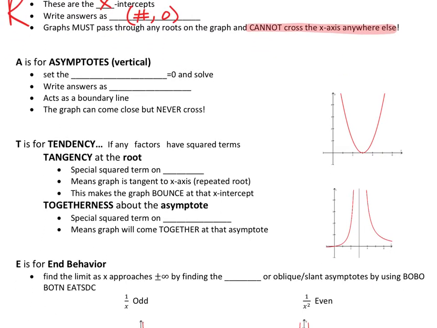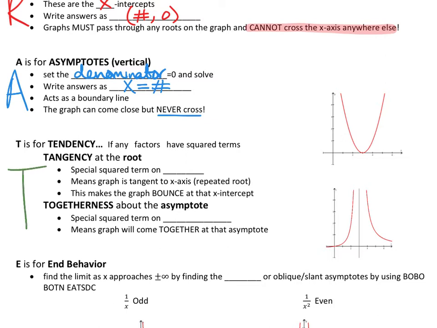The A stands for asymptotes, specifically the vertical ones. We're going to set the denominator equal to 0 and solve. These are full-on equations, so it should be x equal to some number, some vertical line. It is a boundary line, so it's going to create sections of our graph for us. The graph can come close to, but it should never cross or touch that asymptote.